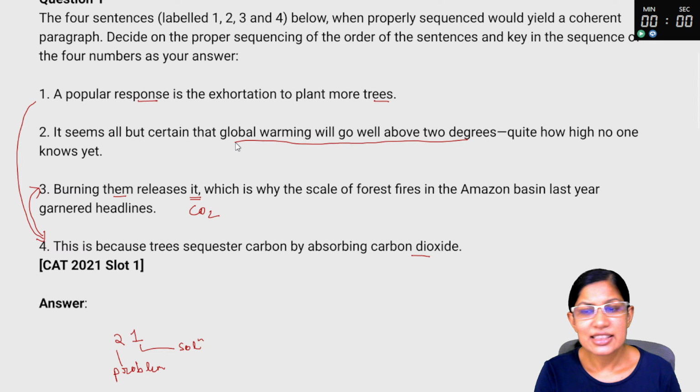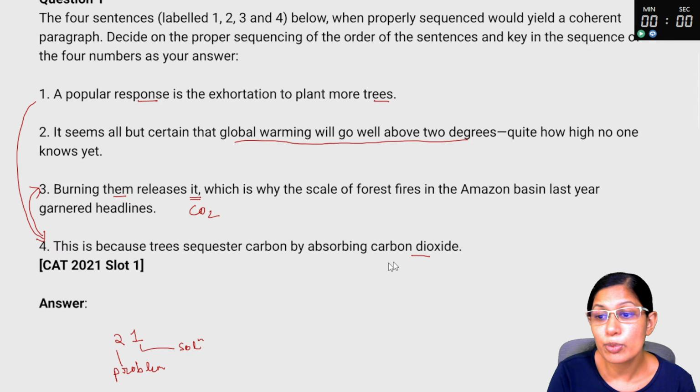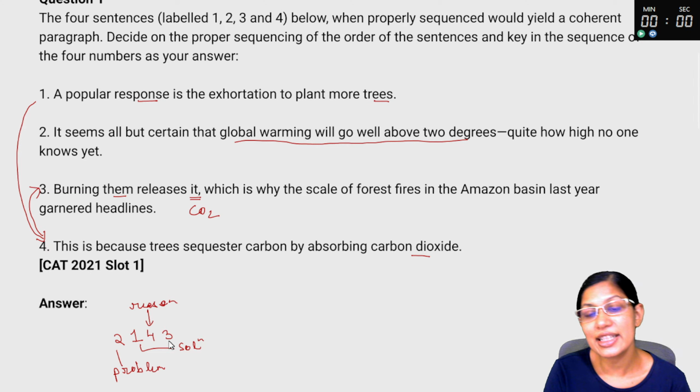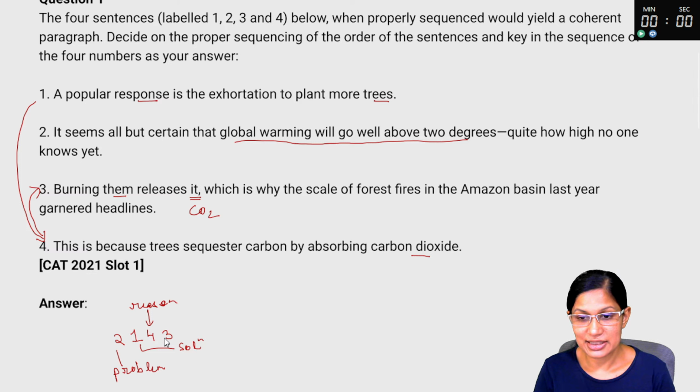So why is that the case? If global warming is happening, why are we looking to plant more trees instead of doing something else, let's say like moving to electric vehicles or any other thing, right? Because trees absorb carbon dioxide, so that's the reason for this solution. And you have the word because also to help us understand that. And then from there we go to 3, which is like the alternative effect, right? The negative which happens instead of planting trees.